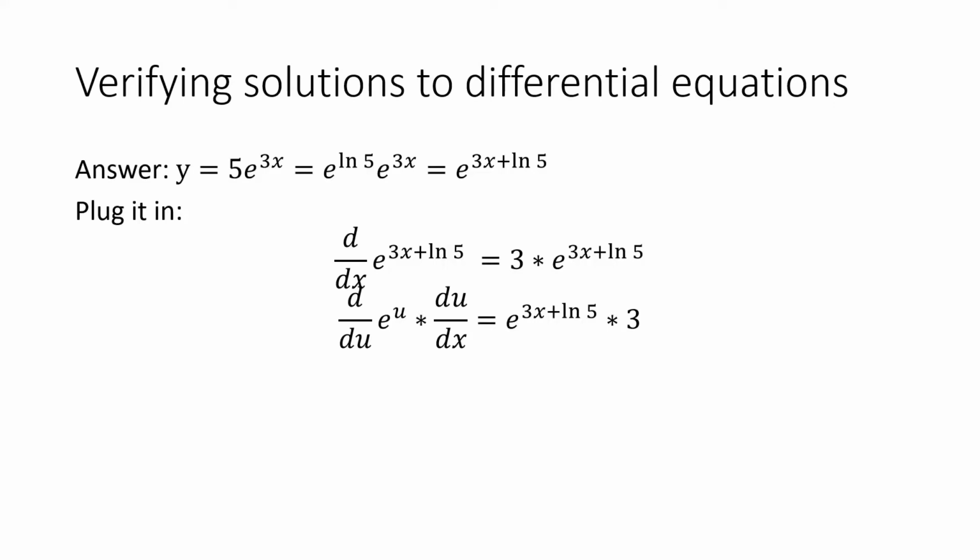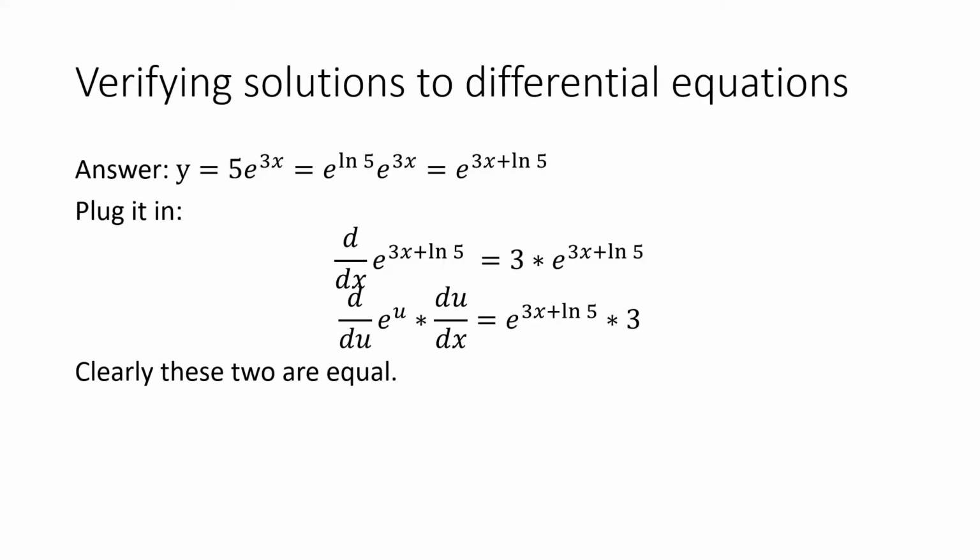Since d/du of e^u is just e^u, we get e^(3x + ln 5), and du/dx is just 3. So we get 3 times e^(3x + ln 5). Now, the expression says dy/dx is equal to 3 times y, and this satisfies that equation.